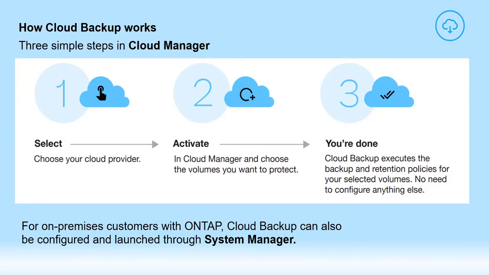The Cloud Backup service is so simple. It only takes 3 steps to set it up. The process is built into Cloud Manager, and all you have to do is choose where you want to store your data, choose the volumes to activate the backup, and you're done. Cloud Backup executes the backup and retention policies for your selected volumes, and there is no need to configure anything else.